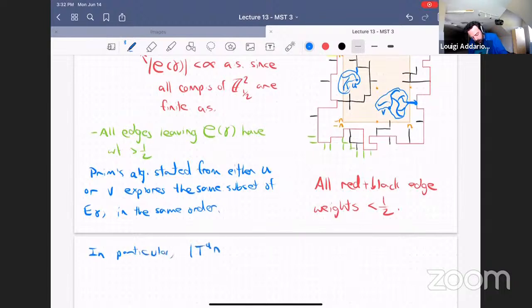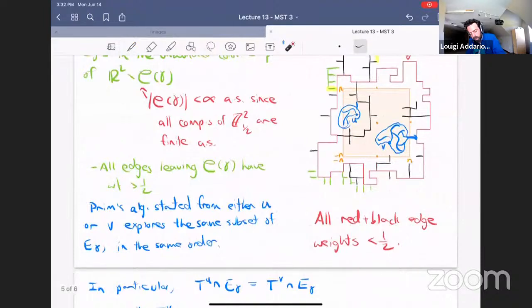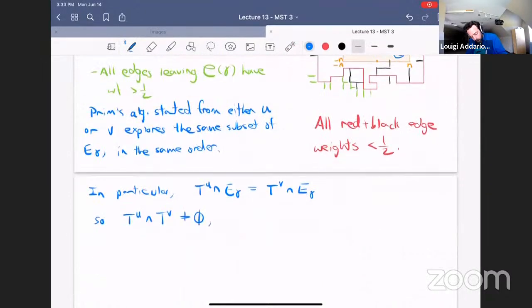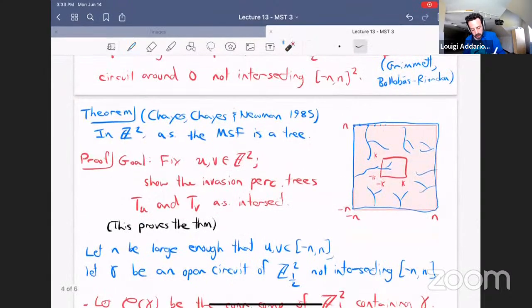So if we look at the subtree of TU that intersects E gamma, not the size, but the actual collection of edges of TU in E gamma, that's the same as the collection of edges of TV in E gamma. And so that means, in particular, that the intersection of TU and TV is non-empty. They're infinite trees, and all but finitely many of their edges have to be in E gamma, because the part of the graph that's not in E gamma is just some bounded region. So this is non-empty, and more strongly, the symmetric difference of these two trees is finite. So that proves that the minimum spanning forest in this setting is in fact a tree.